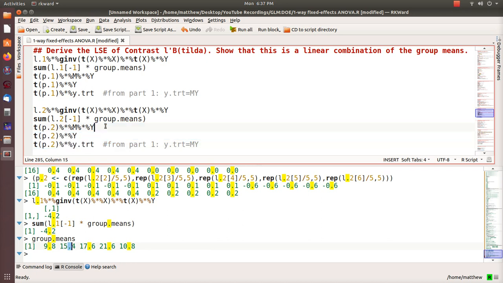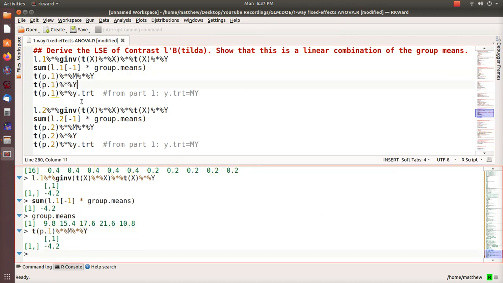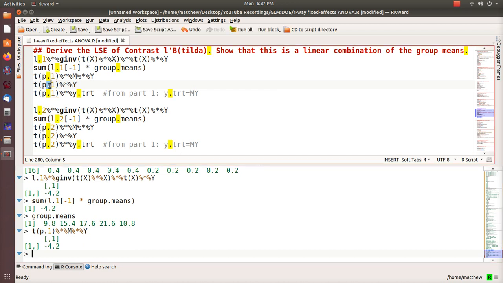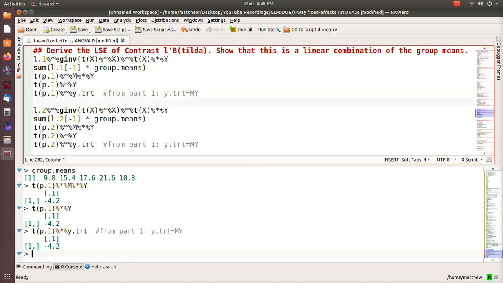But we also showed there are other formats. So we could take row 1 times m times y, and that also should produce the least squares estimate, and it's negative 4.2, so it does. And then row transpose m is actually just row transpose. In our case, because we picked that very specific row 1, we get it back. But m times y creates that treatment mean vector, so we could just use it and we get it back.